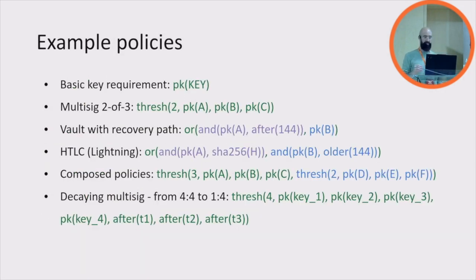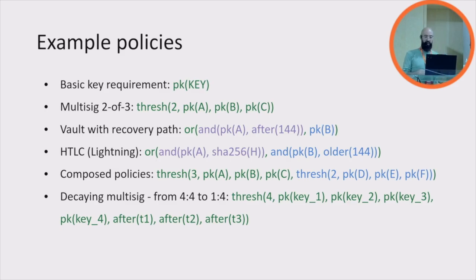Let's see some examples. The basic one is a key requirement. We need the signature of this key. Second one, multisig 2 out of 3. For a threshold, we just write the number of signatures that we need from the list of the policies. We can see a vault here. We can see an HTLC for Lightning. By the way, Lightning has a nice story: after they worked for a while on Miniscript, Miniscript created a better HTLC than the spec itself.